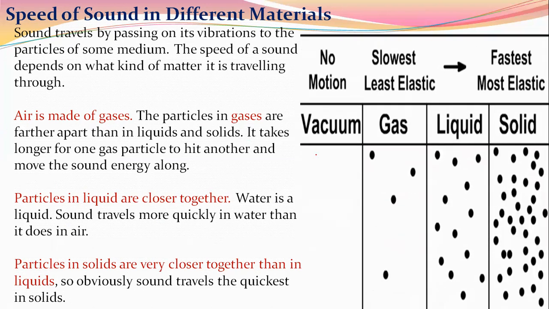Okay, so here in this diagram or chart, we can see the particles of gases are farther apart than in liquids and solids. Here you can see there is no motion, no vibration because there are no particles, and that is the vacuum. And if we see the gas, gas particles have a great distance among them as compared to the liquid and solid.